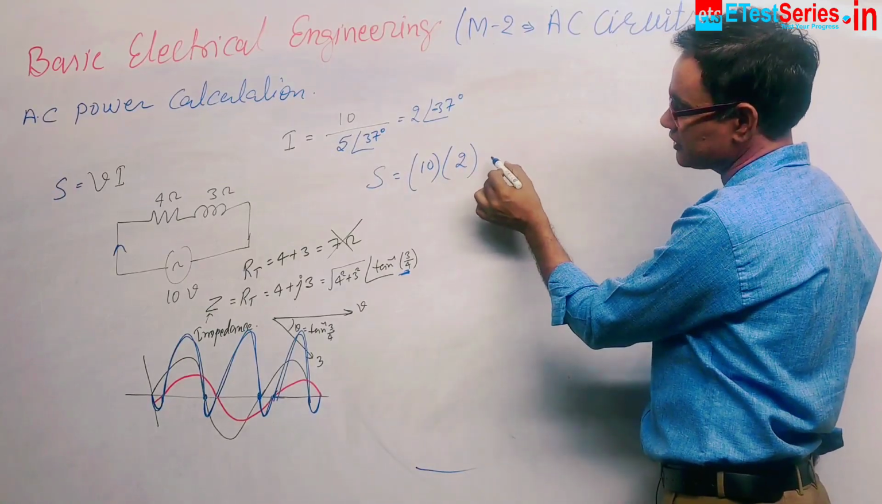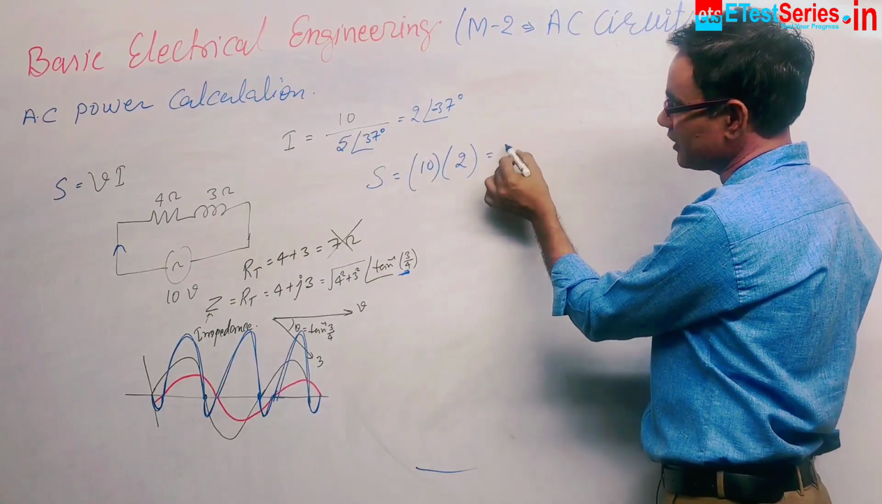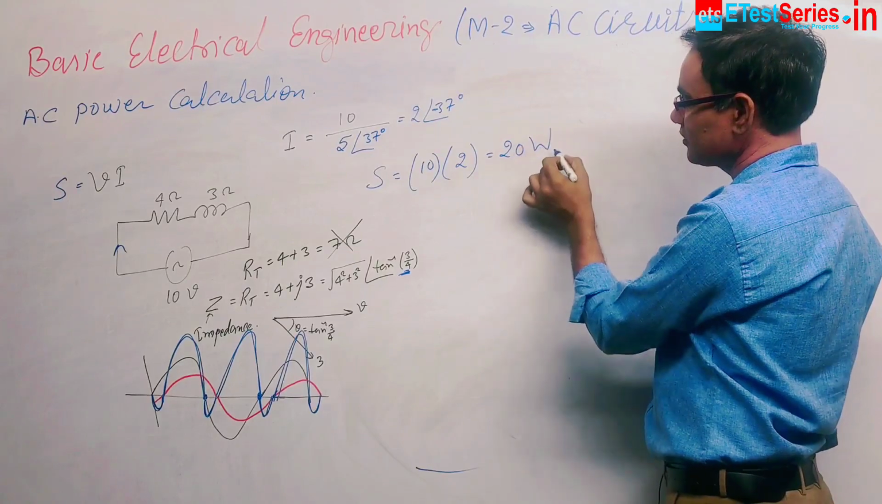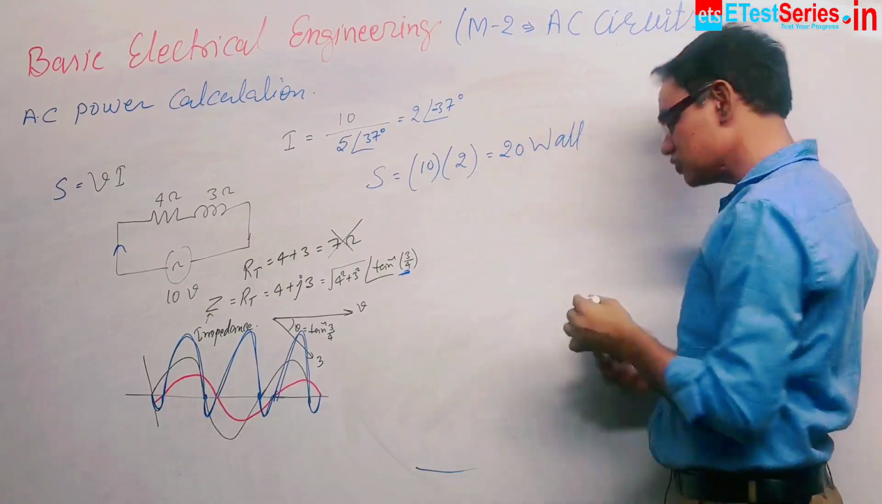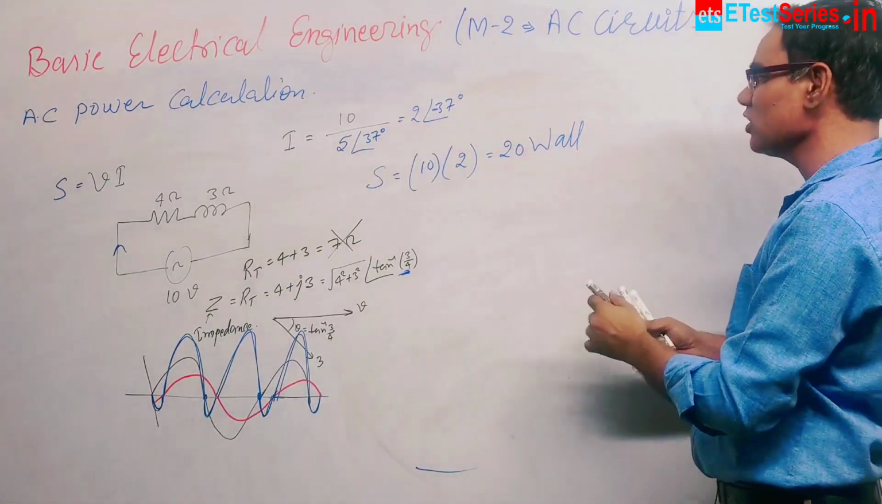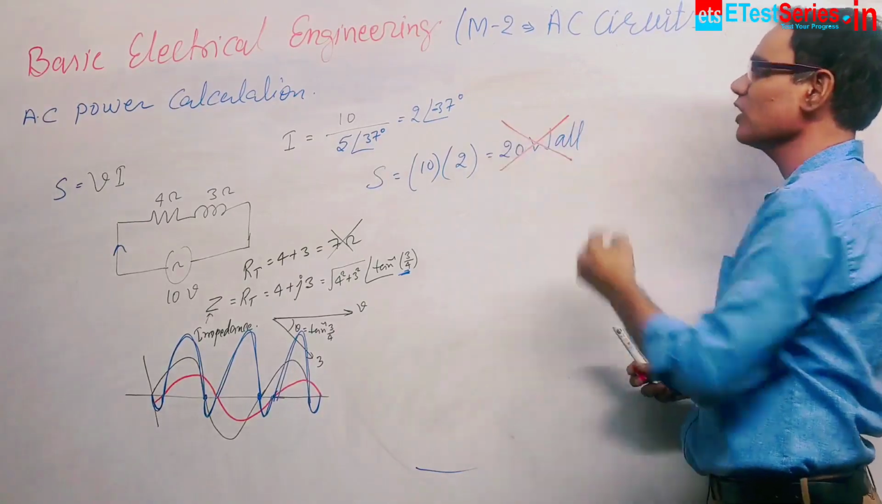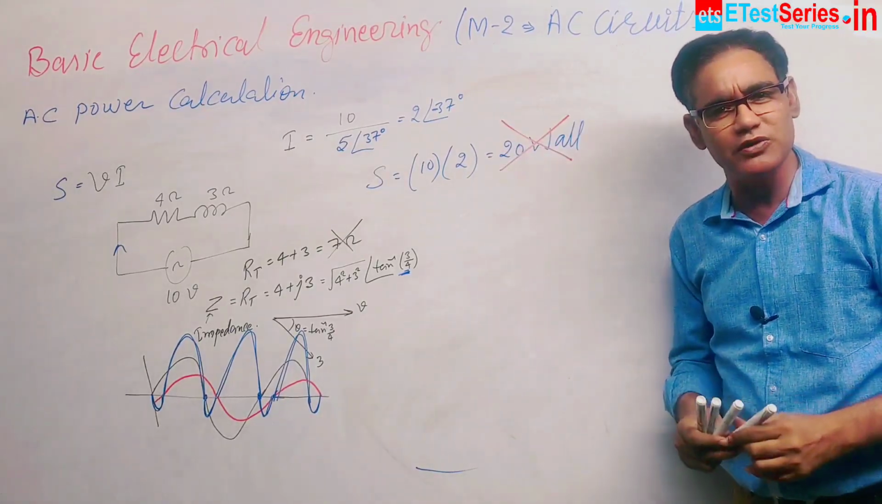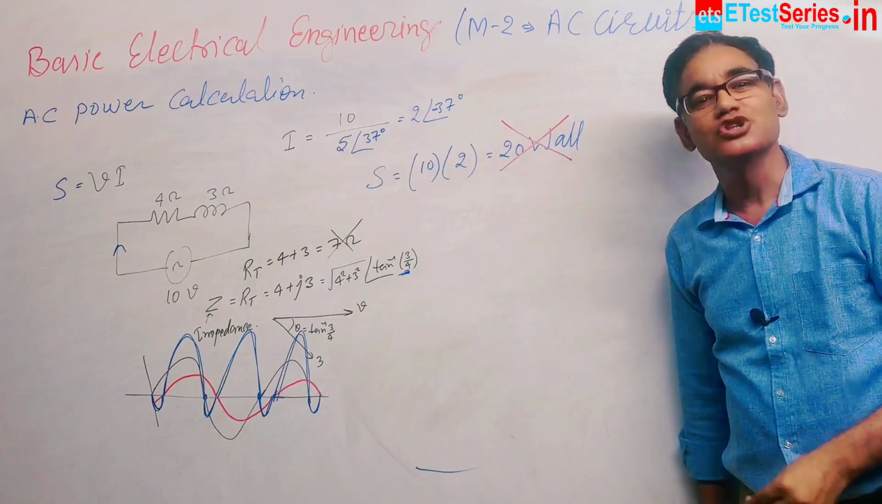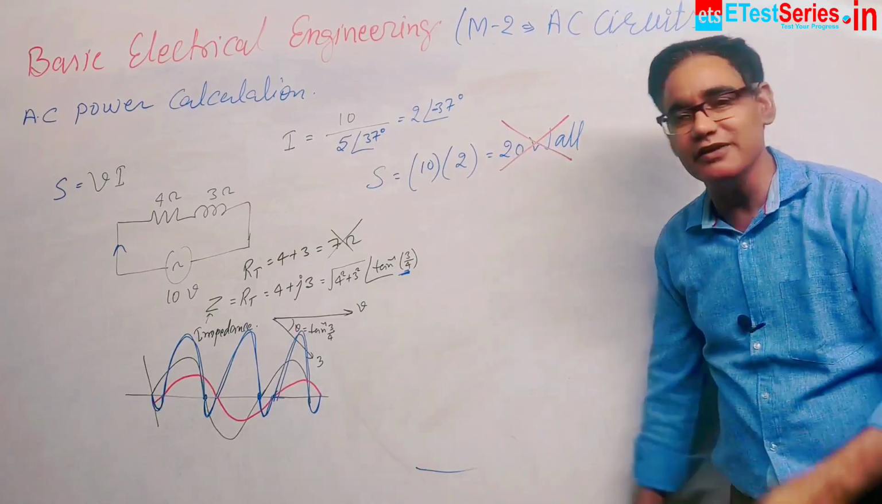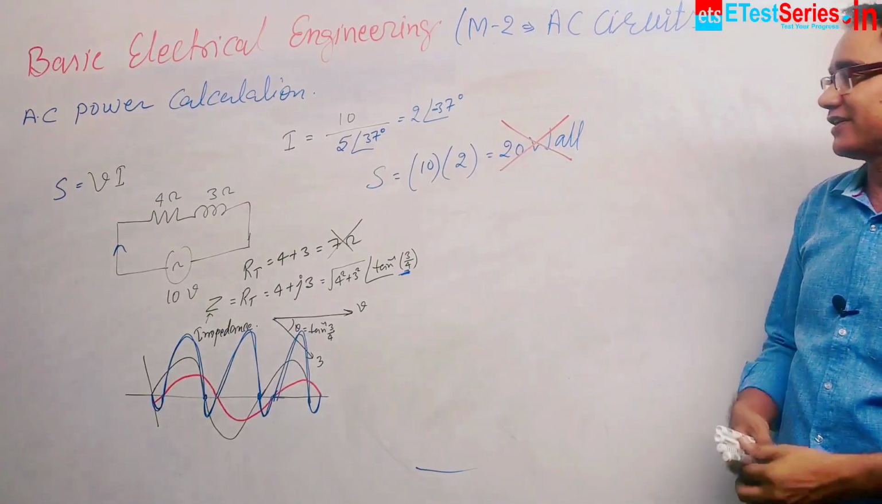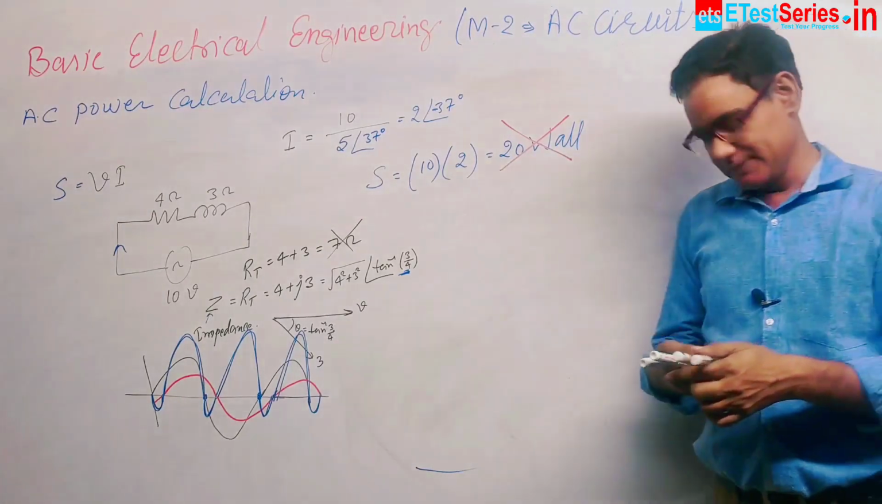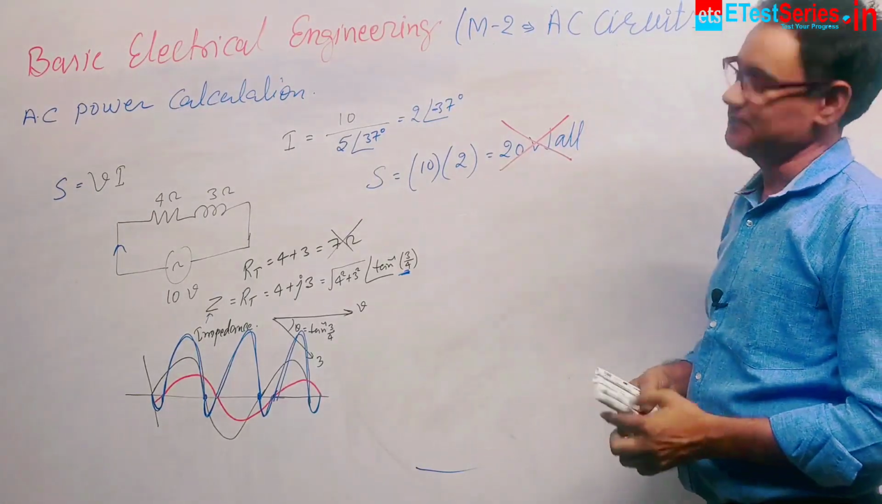So the current is 2 ampere, so the power is 20 watt. This is the wrong answer. This is not 20 watt. This is not the way to calculate the power in an AC circuit. So what is the way to calculate the power in an AC circuit? That is what we will discuss.